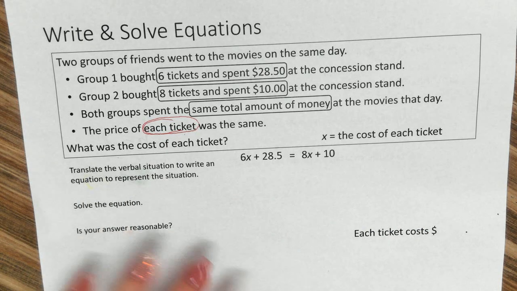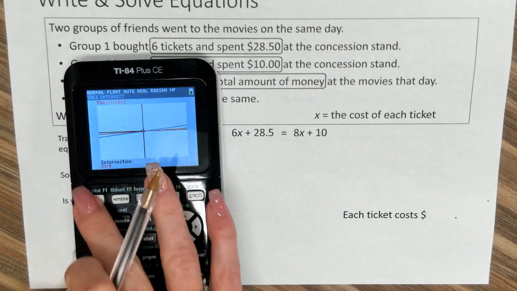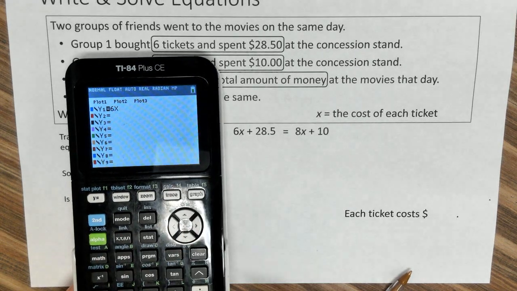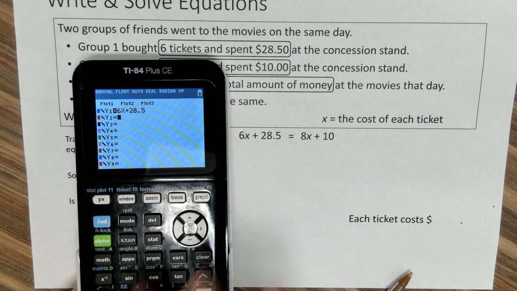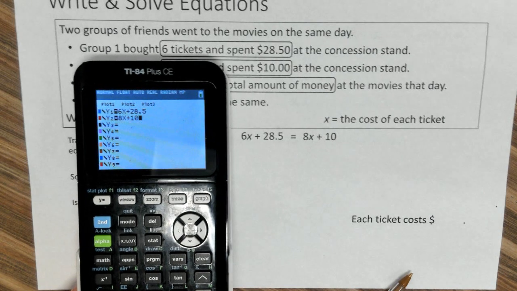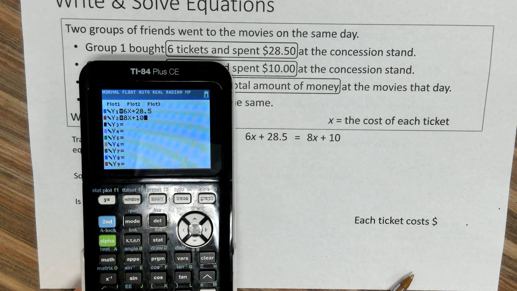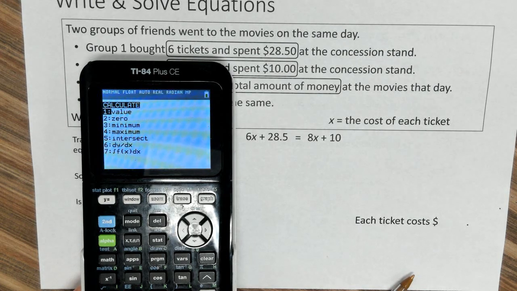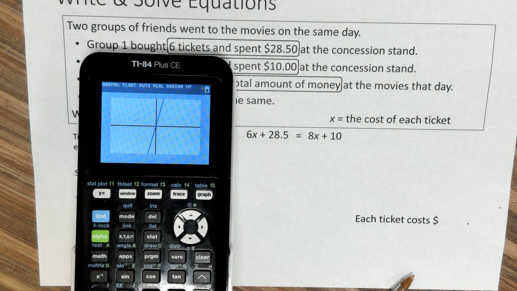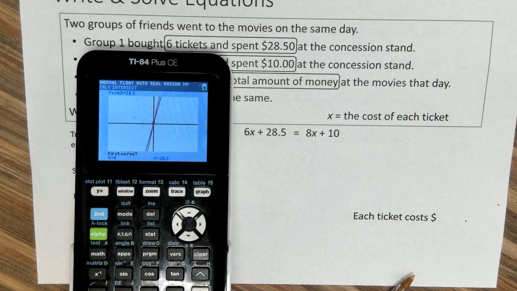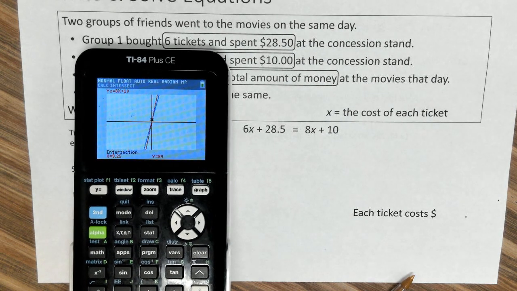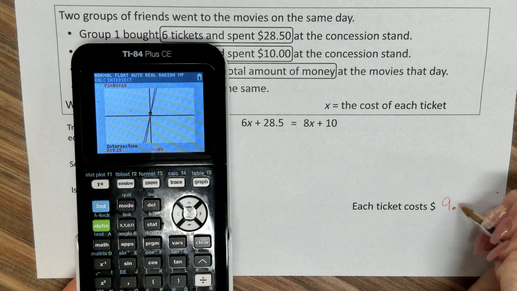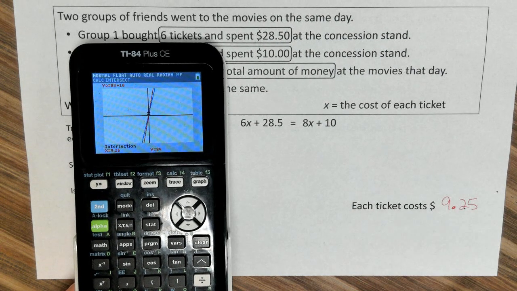Now we just put it in our calculator. So go to y equals, clear it out. 6x plus 28.50 and 8x plus 10. Second trace, option 5. Enter, enter, enter. How much did each ticket cost? $9.25.